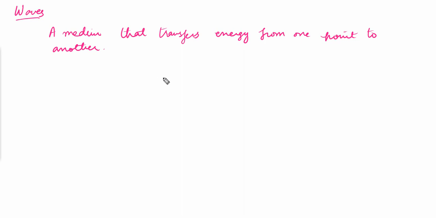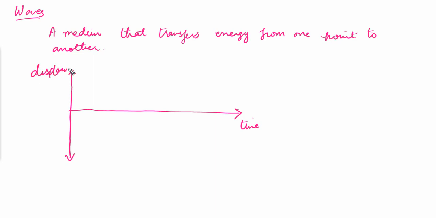Let's discuss some attributes of a wave. Let me just draw a wave over here. This is the y-axis, and over here I have the x-axis. In the x-axis direction I have the time, and in the y direction I have the displacement. The unit of displacement is meters. For time it's seconds. Now let me draw a wave over here. So this is the wave.